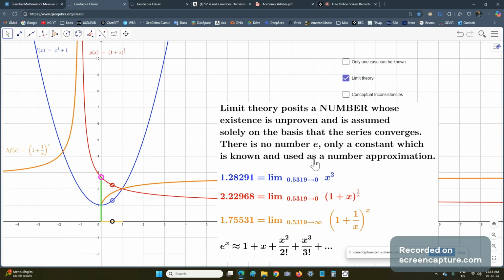So anytime you see e and you need to perform an actual calculation where you're going to do something useful, you replace it by an approximation, which is a number, but it's not e.